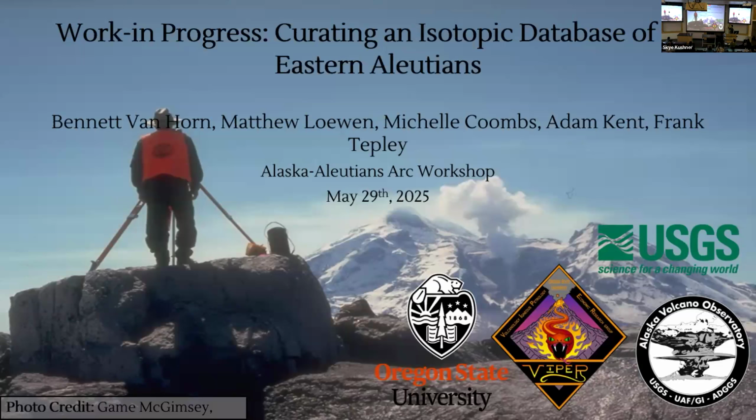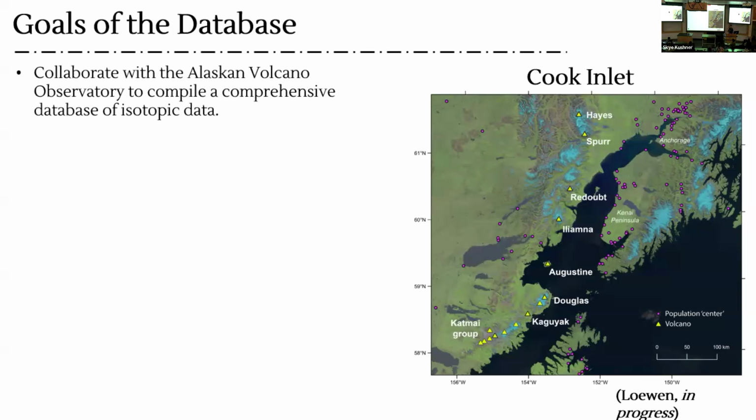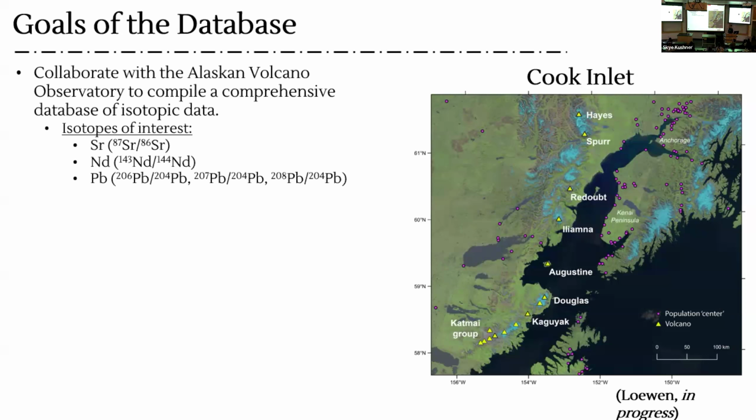And so this is, as you can see, very much a work in progress of an isotopic database that's mostly focusing on the Eastern Aleutians, but I'm still trying to get to the actual analyses. The goal of the database is a collaboration with the Alaska Volcano Observatory to compile a comprehensive database of isotopic data for the Aleutians. The isotopes of interest are strontium, neodymium, the leads, and hafnium is also going to be added somewhere along the line, and the major and trace elements.